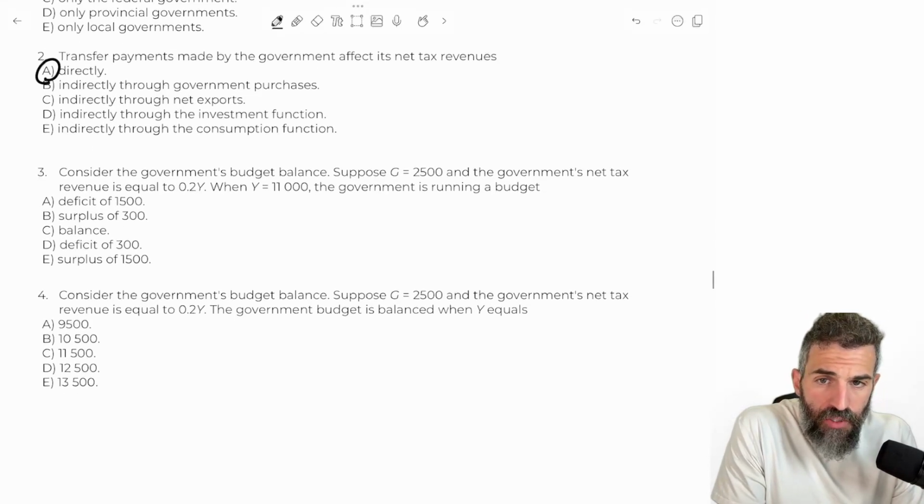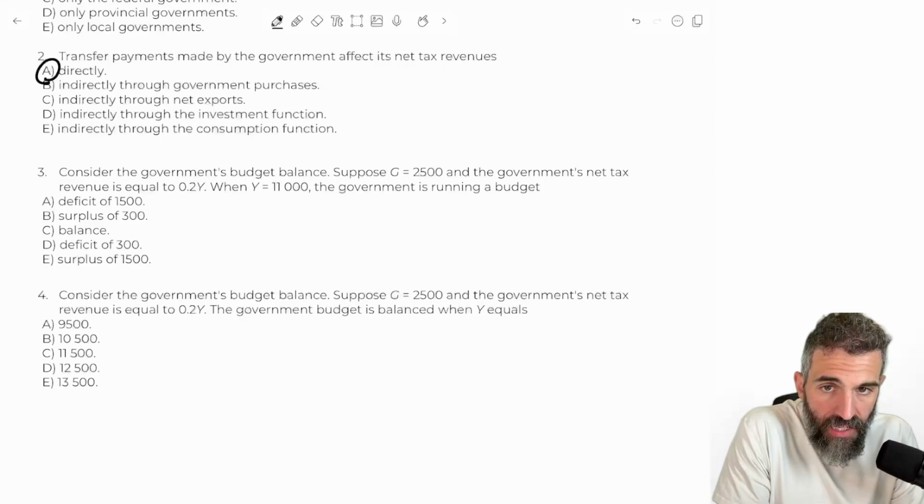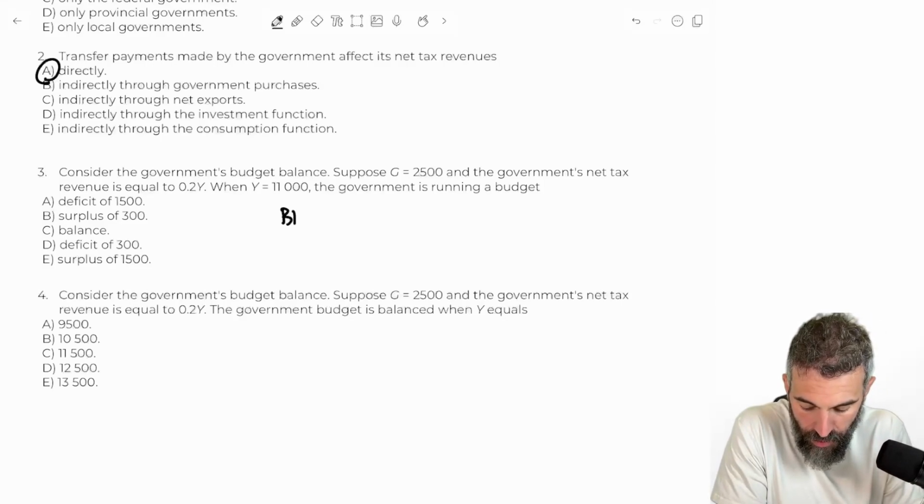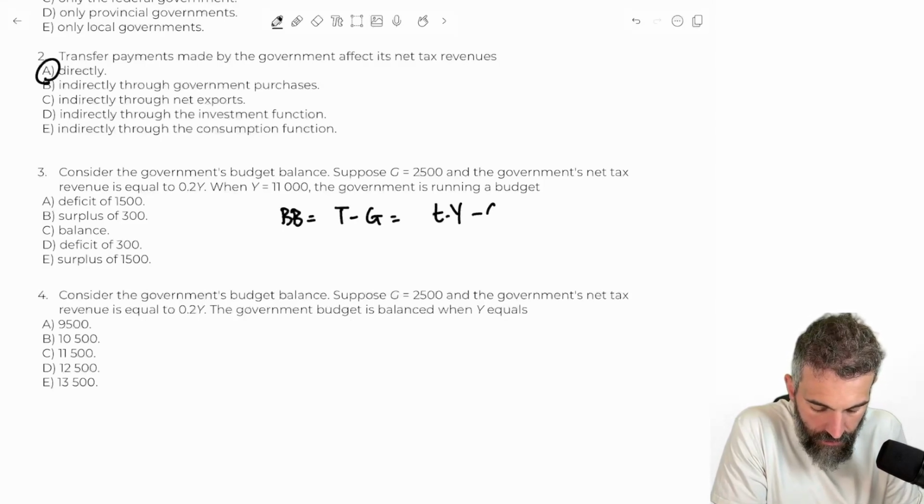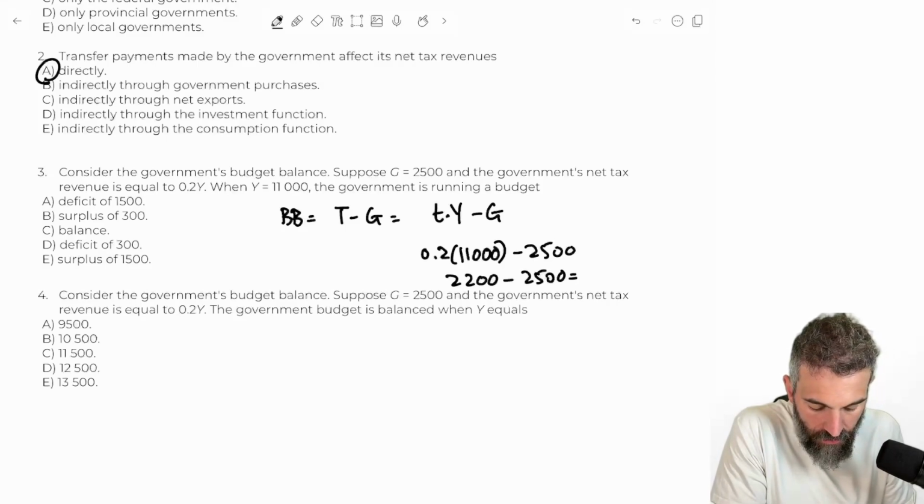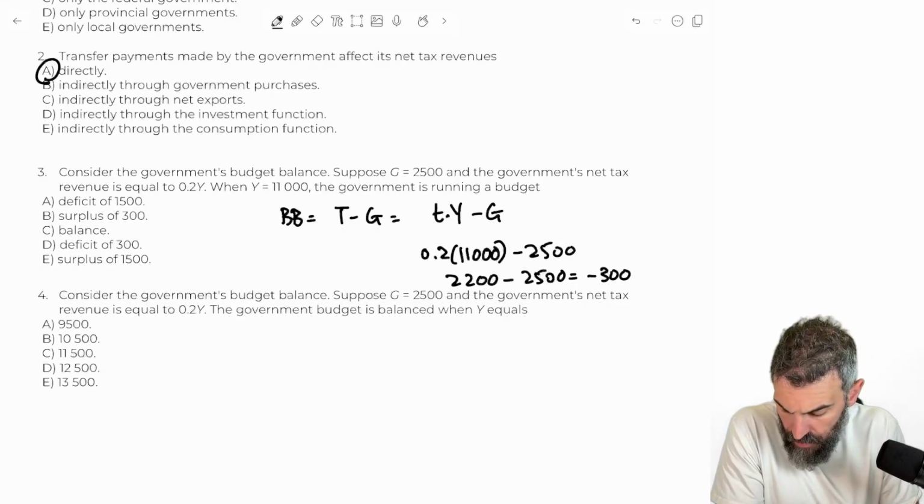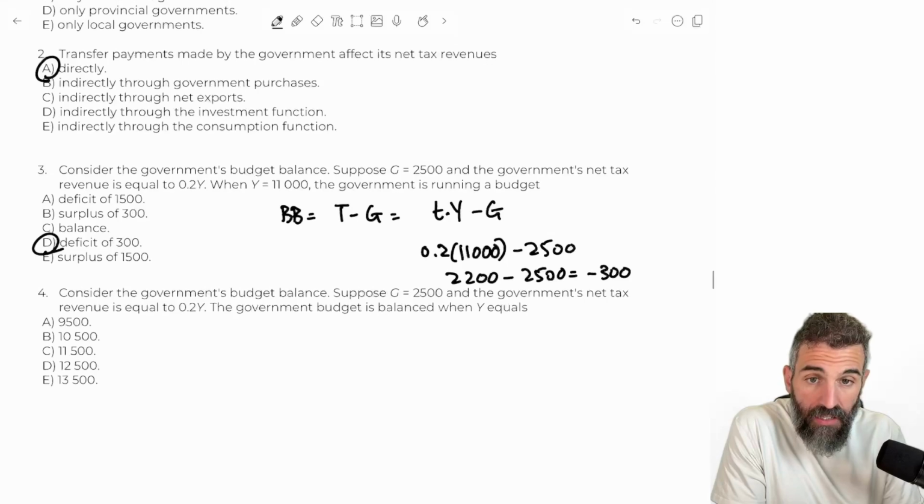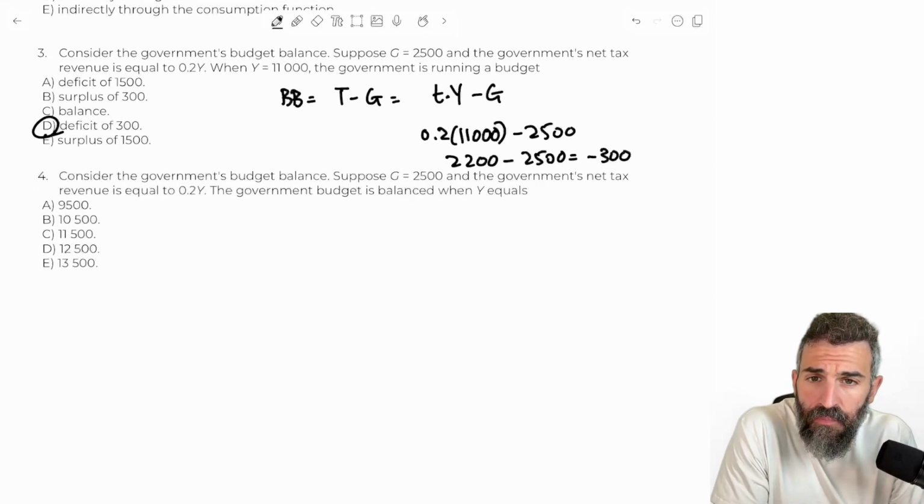Number 3, consider the government budget balance. Suppose government purchases are $2,500. Net tax revenue equals 0.2 times Y. So 0.2 being the tax rate, Y being income. And then income is $11,000. The government is running a budget what? So we're going to calculate our budget balance here, which is T minus G. And if I expand that, it's 0.2 times 11,000 minus 2,500. This is 2,200 minus 2,500. We're running a deficit here of 300. The government is spending $300 more than it's getting in taxes.